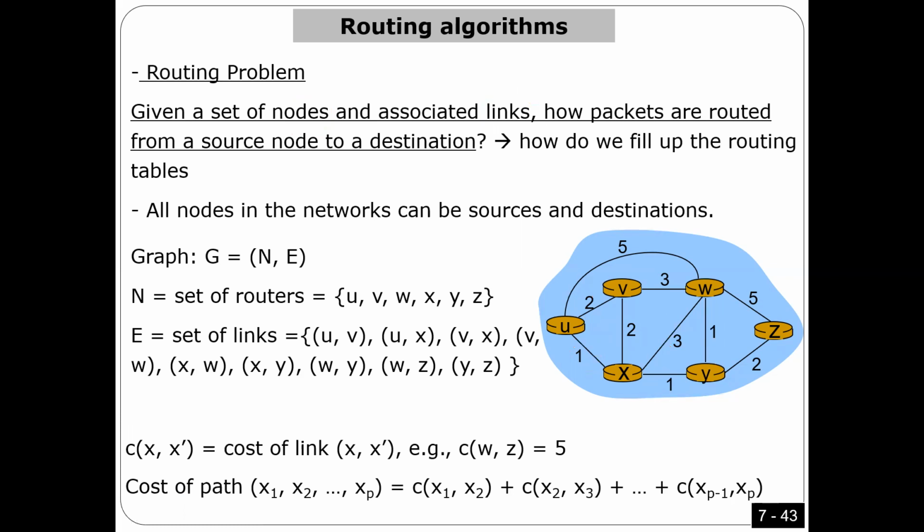That means if I send it directly from U to V, the delay is 2. If I send it from U to X, the delay is 1. Okay, it's some kind of a cost. It's the same idea, for example, when you drive, I can take this route, okay, or I can take this route.